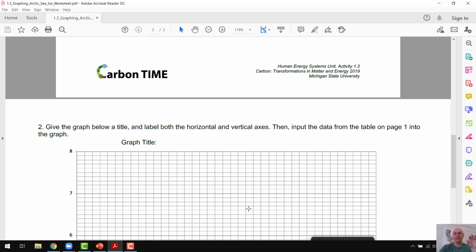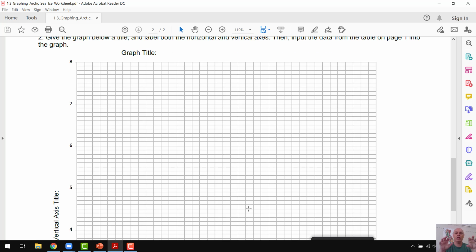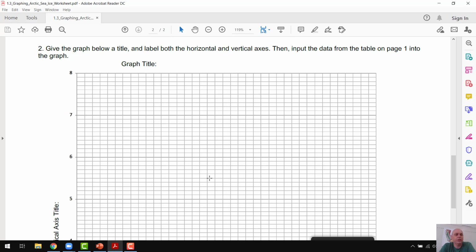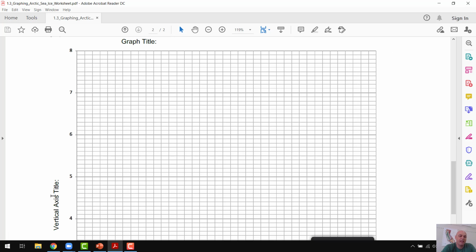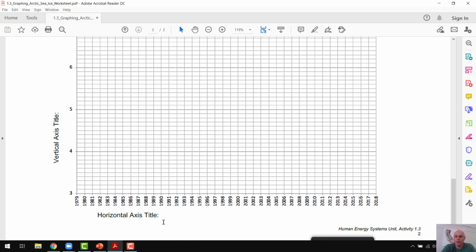Once that's done, the next step is going to be graphing on this piece of paper. And it tells you to give the graph a title. So the graph title is here, and then you're going to write that in. You need to label both axes, so tell me what numbers we're seeing here and what the units are, if applicable, right? Years, there's no units on years, but there will be for the vertical axis. And then graph all of that information.